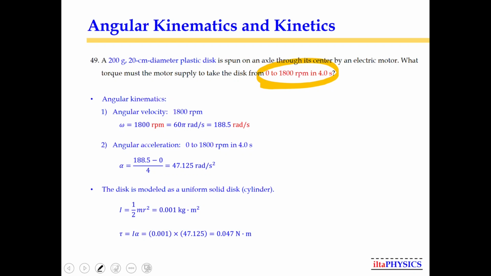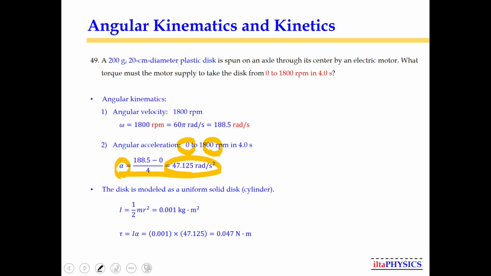Since the final angular velocity is 1800 RPM, converting this to radians gives 188.5 radian per second. And the disc started spinning from rest, so the angular acceleration is 47.125 radian per second squared by definition.